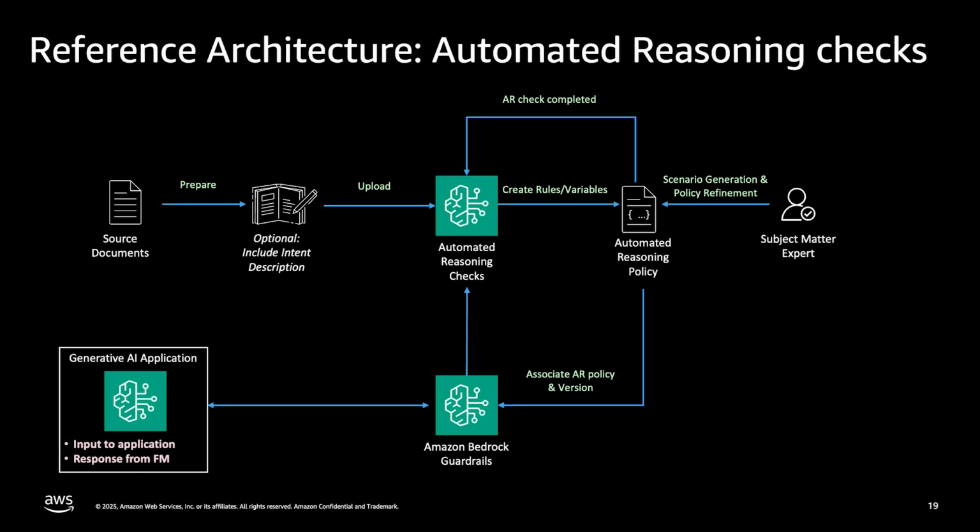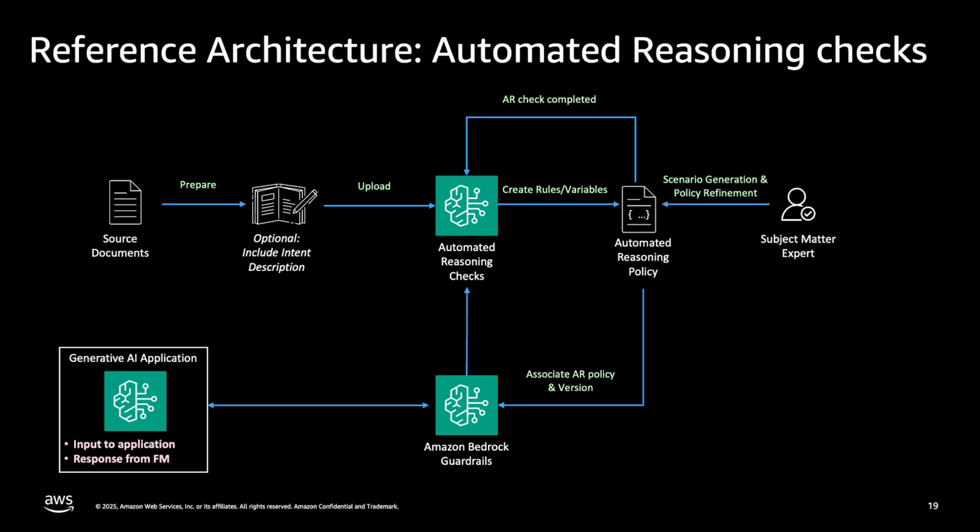In this case, I have a reference architecture on automated reasoning checks, right? How it actually works with Bedrock Guardrails. The first thing is you have a source document. You prepare this document, you include the intent description, and then you upload it. Rules and variables are automatically created, and then you can go back as a subject matter expert to generate scenarios from these rules and variables. You can also refine the policy based on that. You can have a lot of different versions. You can even import or export additional documents.